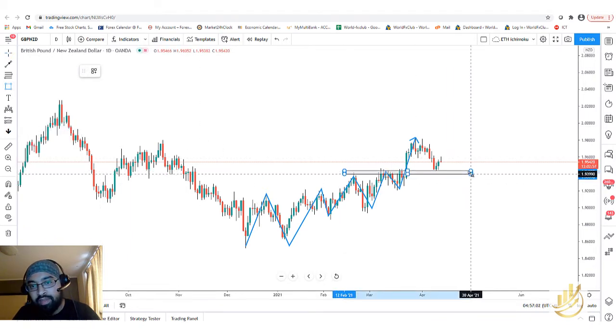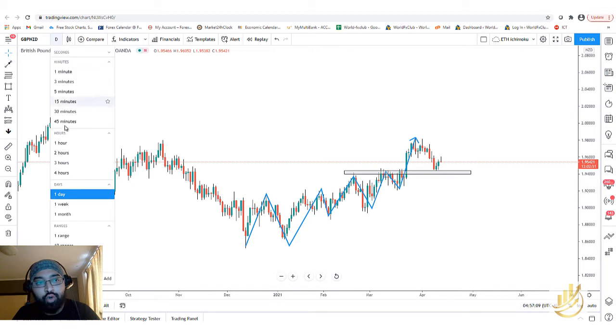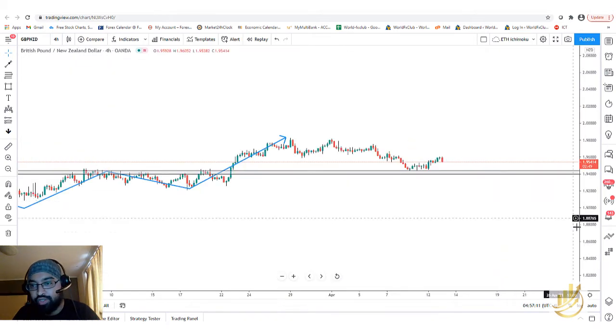Here, if this area gets another rejection and price starts to go back up, we can take a long opportunity. Let's go back to the 4 hour chart and understand what price is doing.